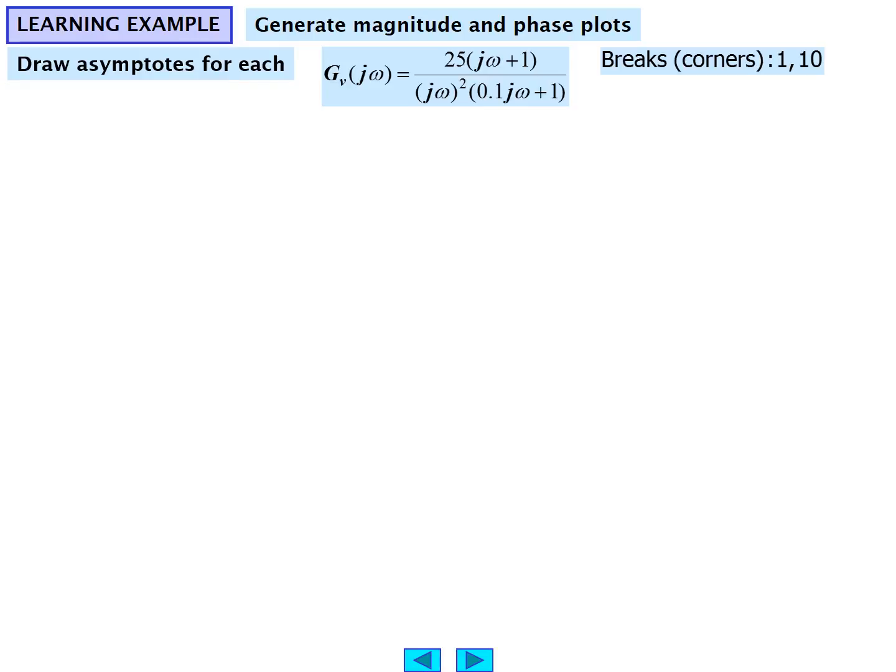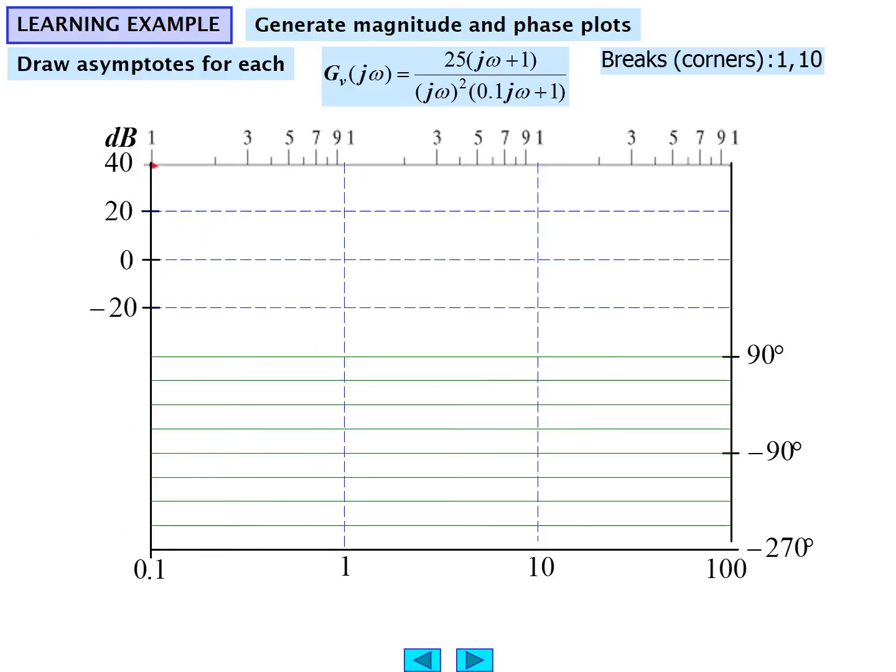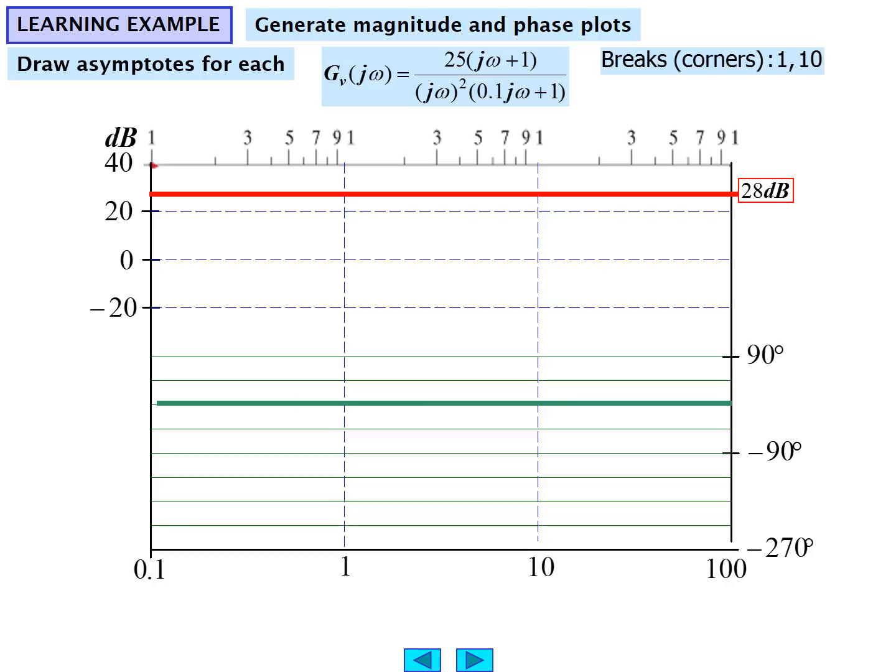Let's draw the asymptotes for each one of these. Here's our standard curve. The first term is to take 25 and to draw its decibel representation, and 20 log of 25 is 28 dB. Of course, it has 0-degree phase angle and 28 dB magnitude.